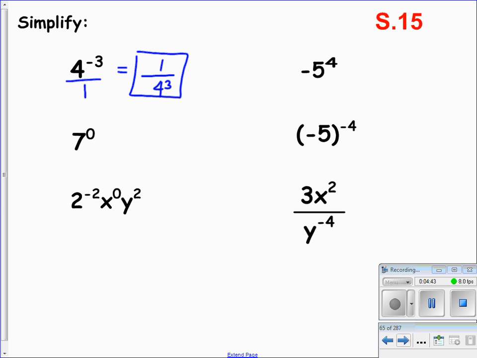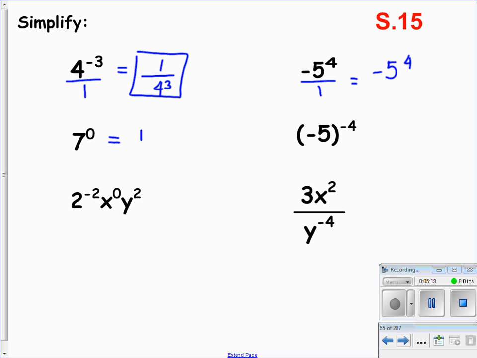Now, I have negative 5 to the 4th power. Remember, this is really equivalent to negative 5 to the 4th over 1. You have to be very mindful here. What is being raised to the 4th power? The 5. I'm allowed to have a negative. My exponent here is positive. So we are going to leave the negative alone, and it's negative 5 to the 4th power. That one does not change. Only when my exponent is negative do I have to take the reciprocal.